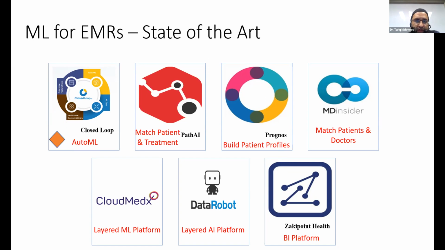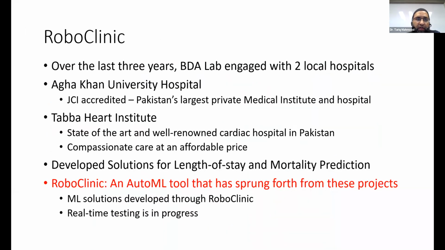All the other tools are very good, but they are being used in a manual way to solve specific problems. So it's not a generic machine learning tool. For example, Path AI is just matching patients with treatment, or someone else is building patient profiles, and someone else is just offering BI dashboards. But what we are looking for is a more generic machine learning platform which can solve any machine learning problem. So ClosedLoop is the only one. So that's going to be the focus. I'm going to talk about that later on.